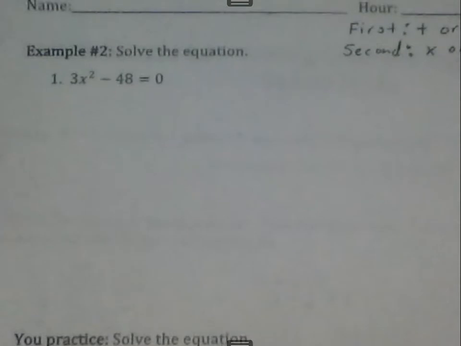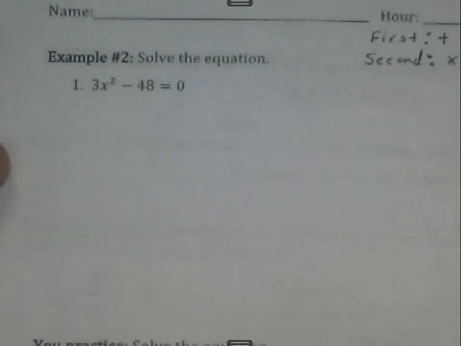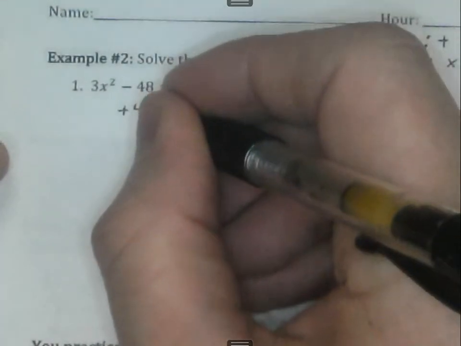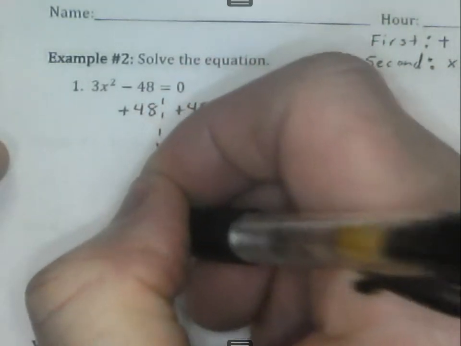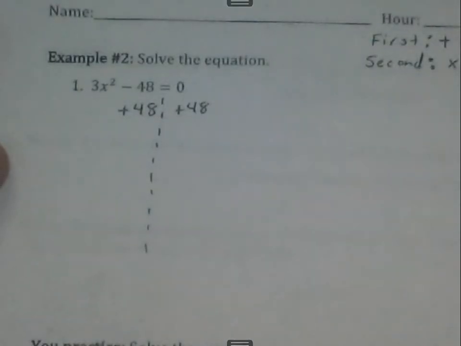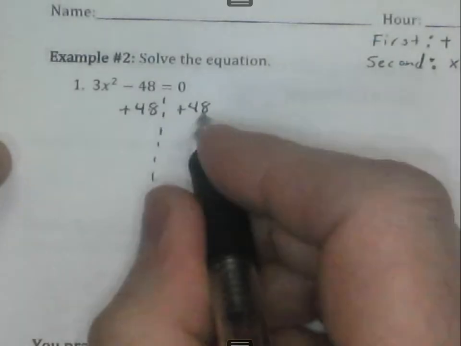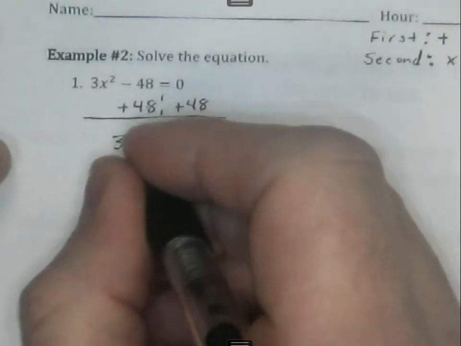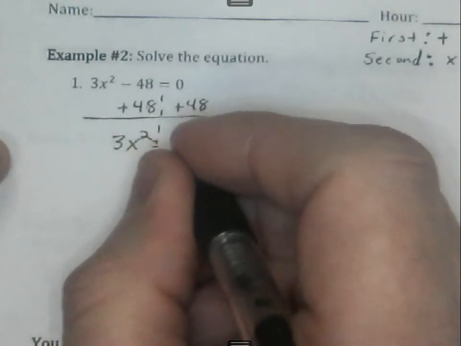So on the first one, we want to add or subtract. So we are going to add 48 to both sides. If it helps, don't forget to draw your barrier, so that way the left side stays on the left and the right side over there. And what we do to one side, we have to do to both sides. This gives us 3x squared equals 48.